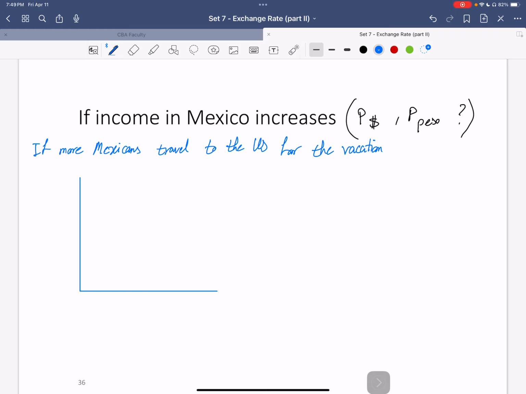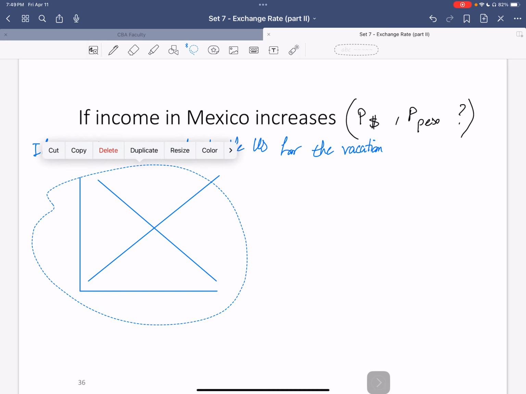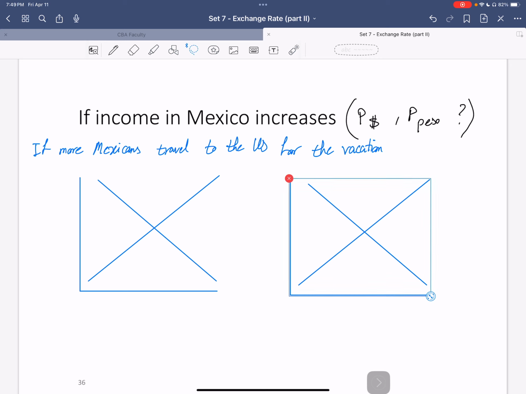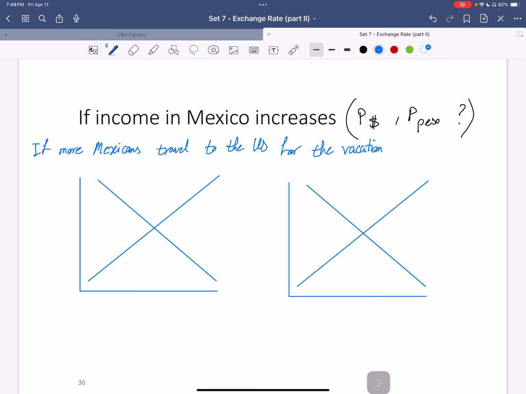Let's say we have supply and demand. I would suggest again pausing the video and trying to label these graphs by yourselves.